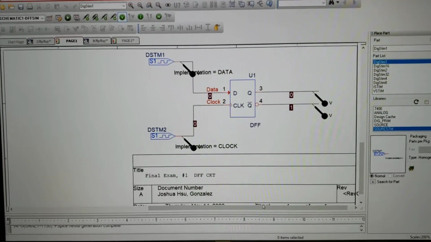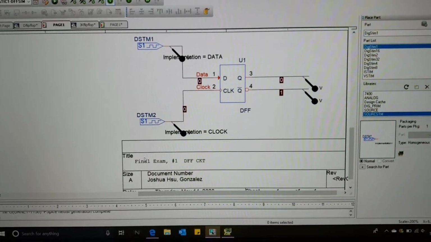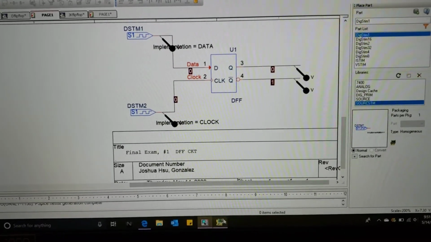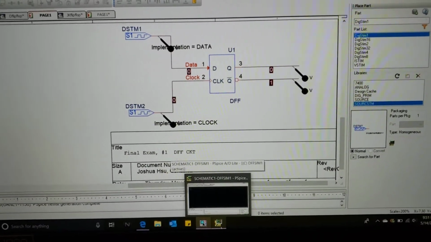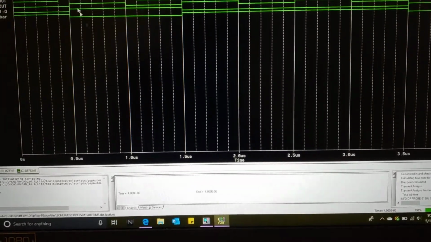Hey professor, this is my circuit for problem 1, the DFF circuit. So now we can look at the schematic.